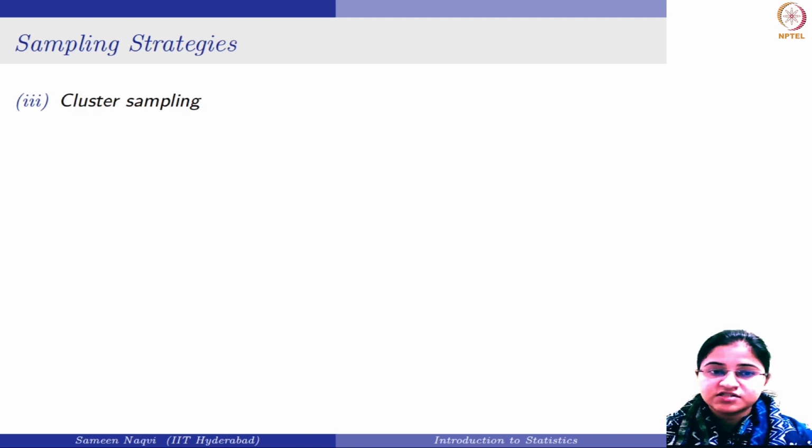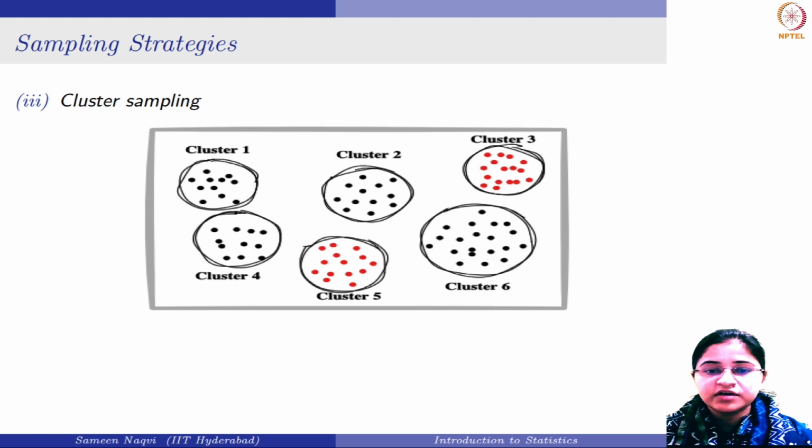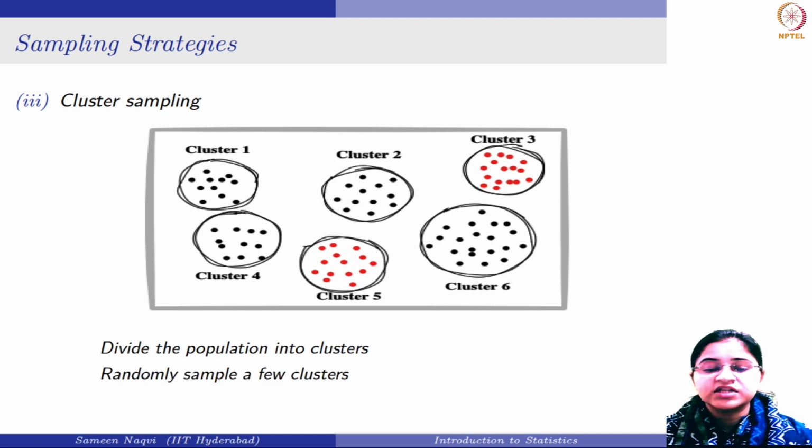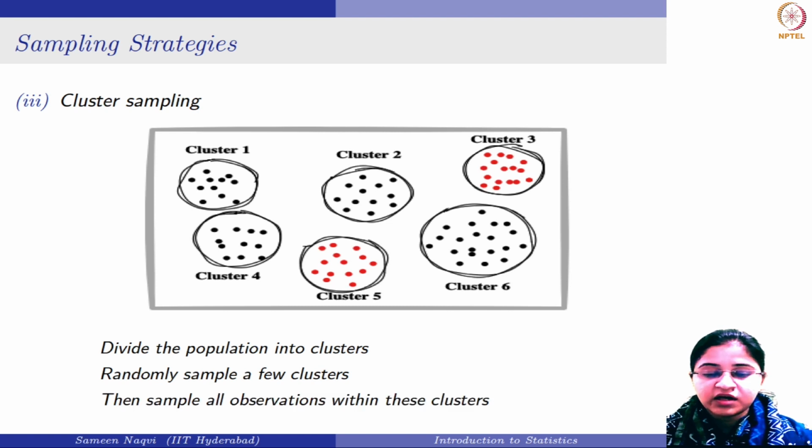Next, we have cluster sampling. As you can see over here, we have divided them into different groups or clusters, and the red dots are only present in two clusters. What we see over here is that we have first divided the population into different clusters, but we have picked only two clusters from them and thoroughly studied those two clusters. So first we divide the population into clusters, then randomly select a few clusters, and from the selected clusters we gather information or data from each observation.